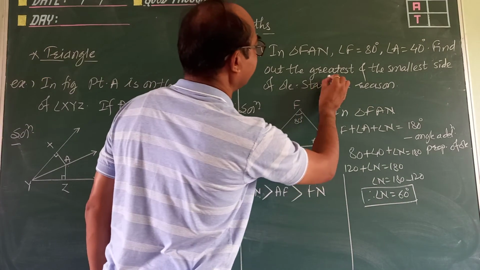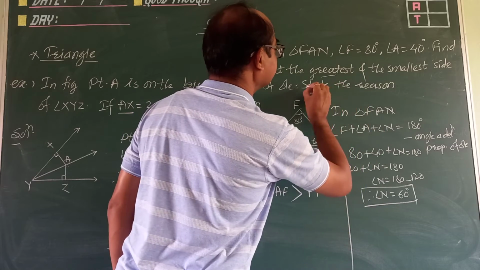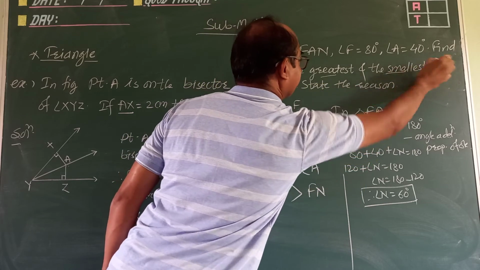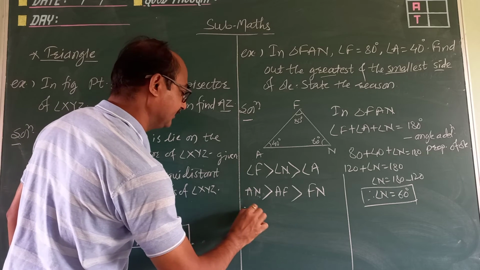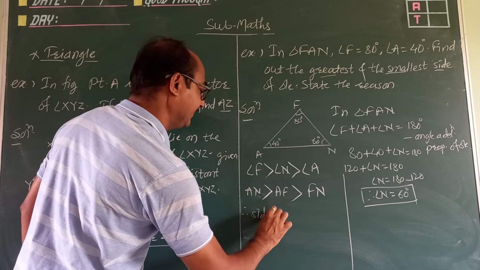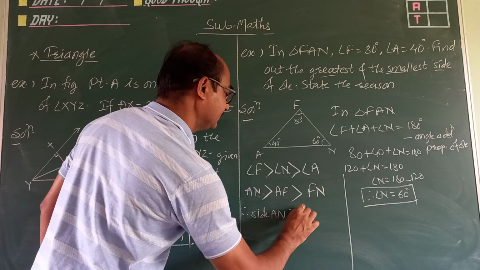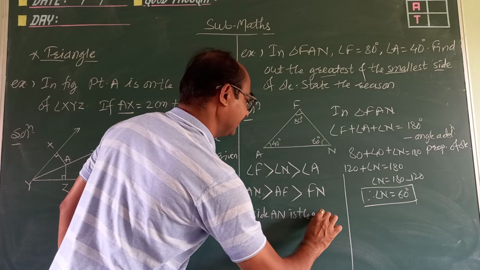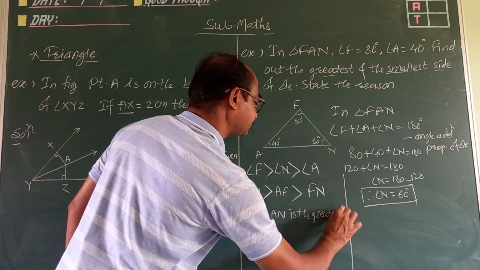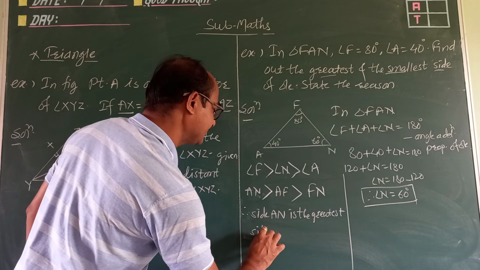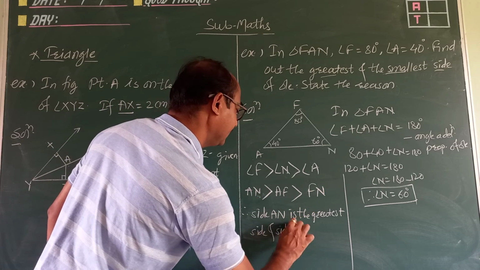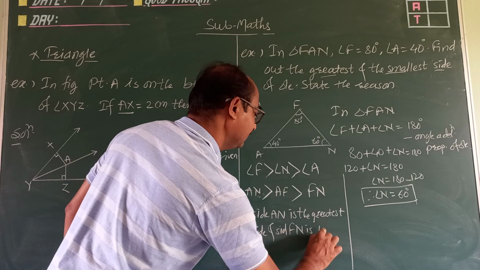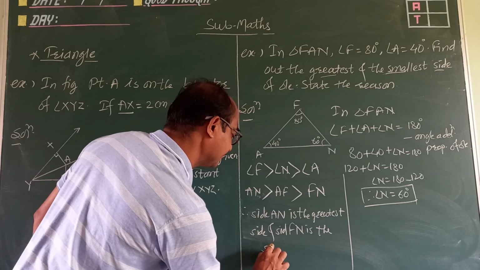Now what we have to find? The greatest and smallest side. First we will see the greatest side. Which one is greatest? This one. Therefore, side AN is the greatest side. And which one is the smallest? FL. Side FL is the smallest side.